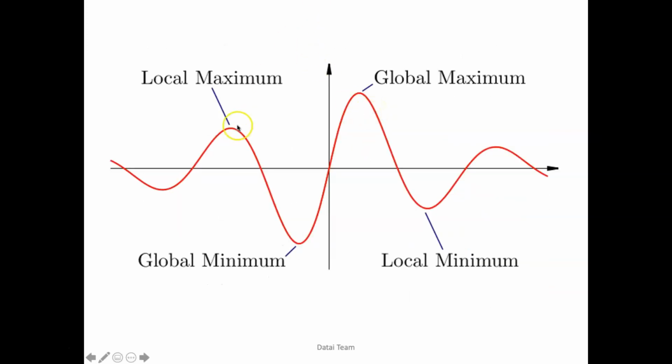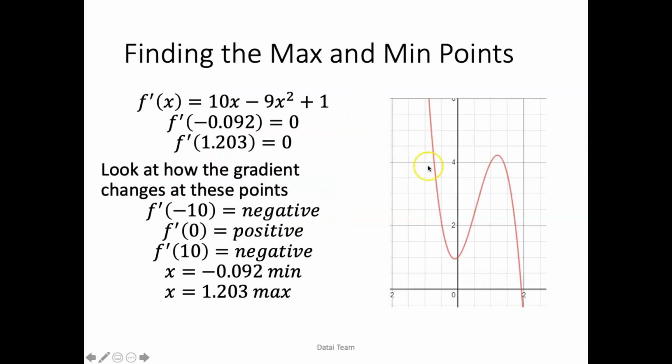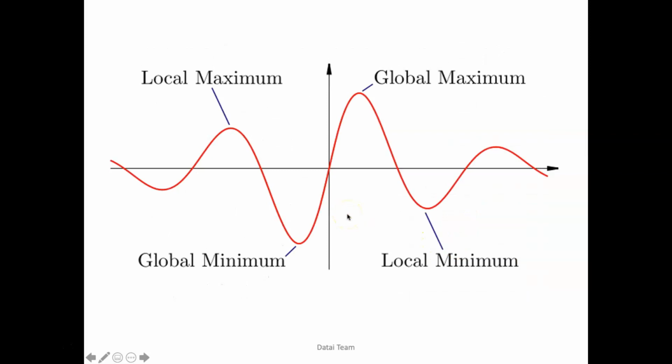We have a local maximum here, and we have a local minimum here. And every function has local maximums and global maximums. Sometimes functions like these ones have only one min and one max, but they may have multiple minimums and multiple maximums. The smallest minimum is the global minimum, and the greatest maximum is the global maximum.